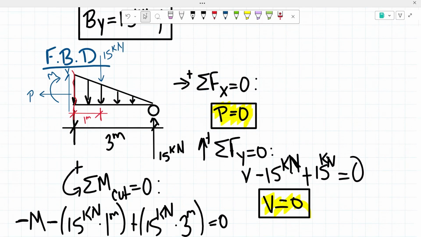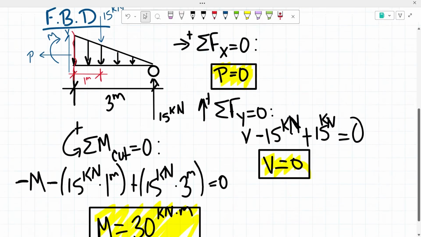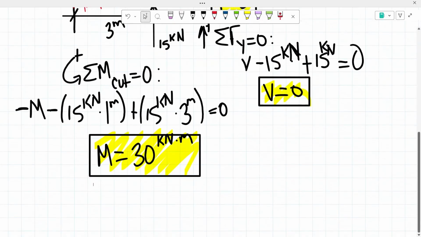And then from there, we took the sum of our forces in the x direction to solve for our normal force, the sum of the forces in our y direction to solve for our shear force, and the sum of the moments about the cut, or at point C, to solve for our moment.